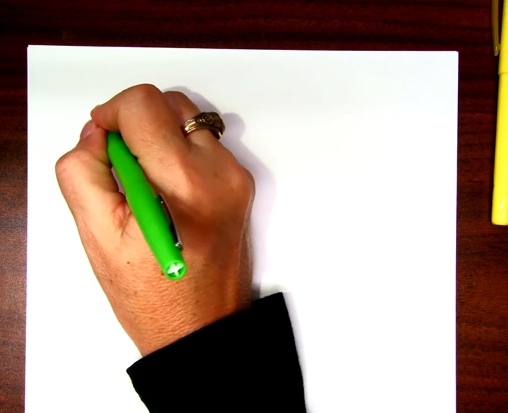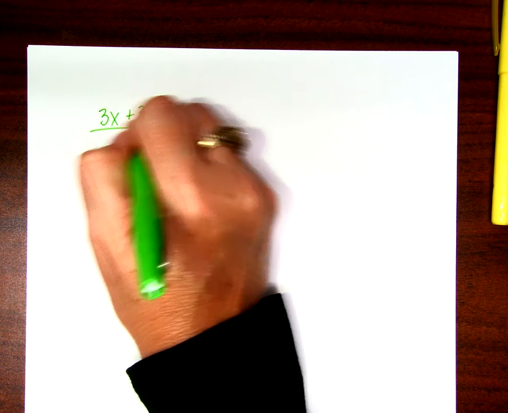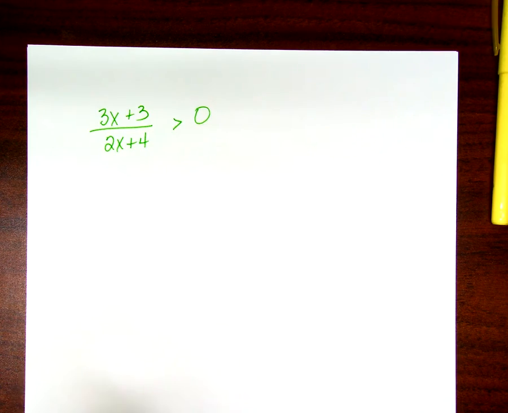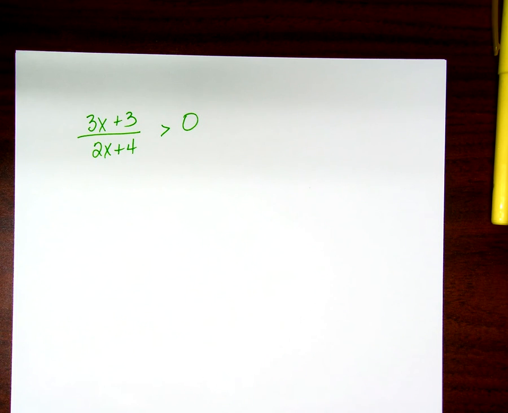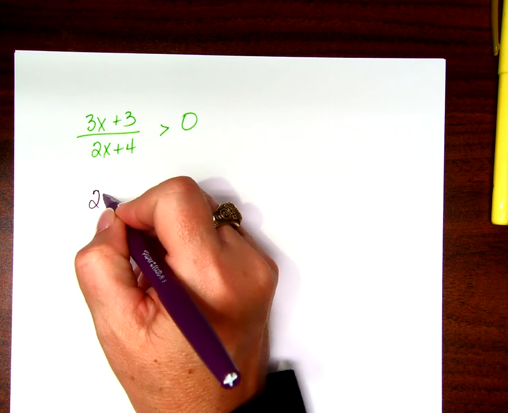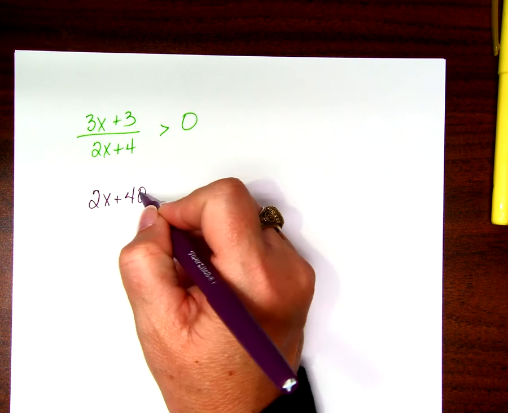To solve rational inequalities, you're doing the same kind of thing. Except if we have (3x + 3) over (2x + 4) is greater than 0, what we have to figure out is, what is the domain? Okay? We did talk about that a little bit when we were just visiting before class started. To find the domain of a rational function, we take the denominator and set it equal to 0.